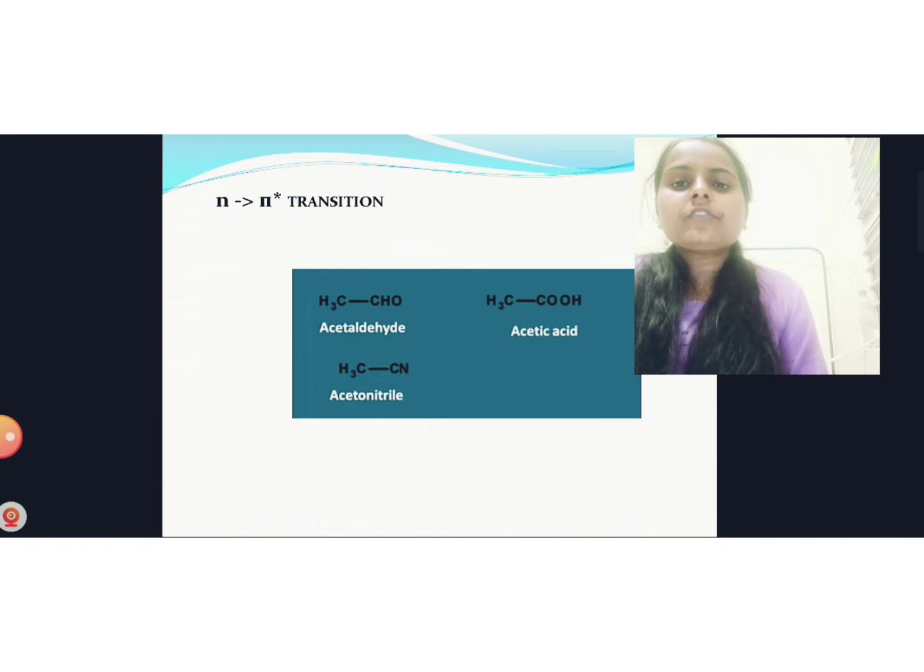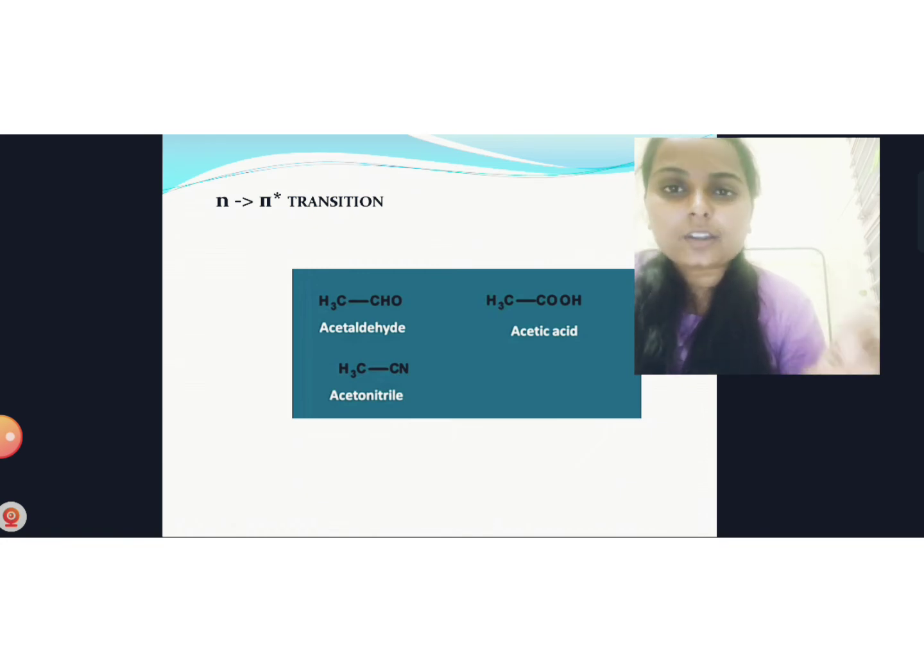Now, n to pi star transition. If a molecule is to possess an n to pi star transition, it should have both n electrons and pi electrons. So a compound like acetaldehyde has all types of electrons: n electrons, pi electrons, sigma electrons. So it possesses n to pi star transitions.